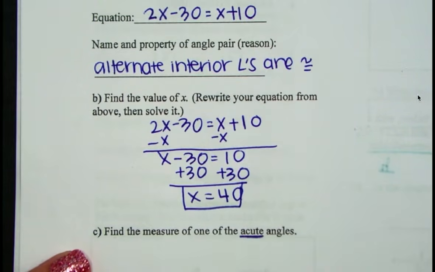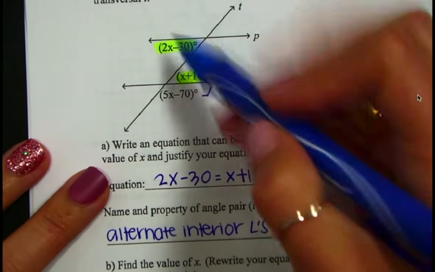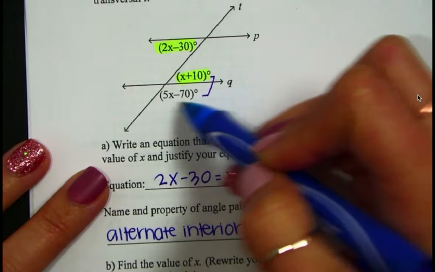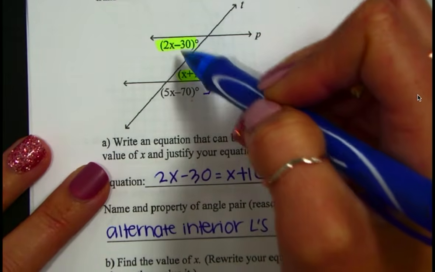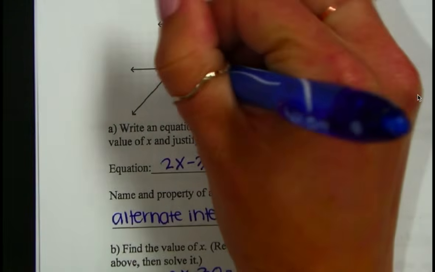So remember, the acute angle would be an angle greater than 0 and less than 90. So looking here, either one of these two that I highlighted are acute angles. 5x minus 70 is obtuse, so we wouldn't pick that. It would be either of those two. I'm going to choose x plus 10 since that one would be less work.